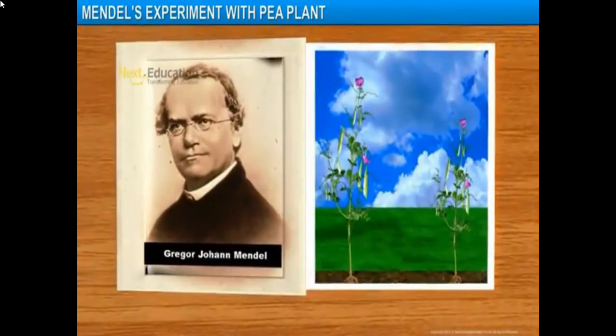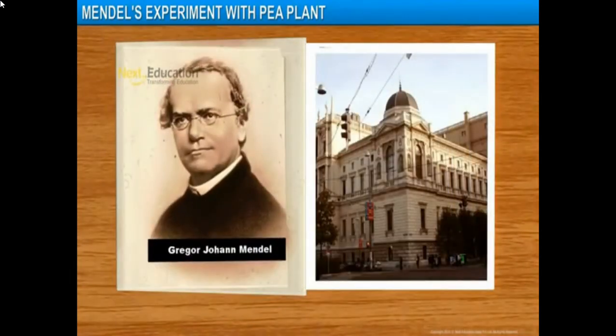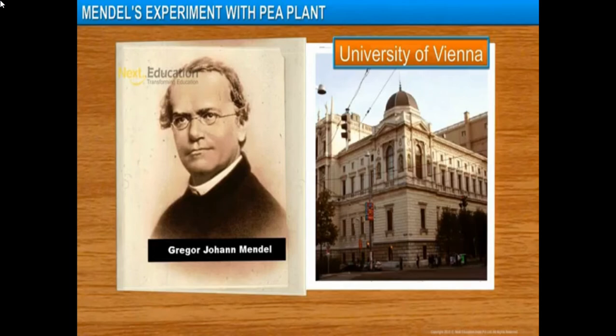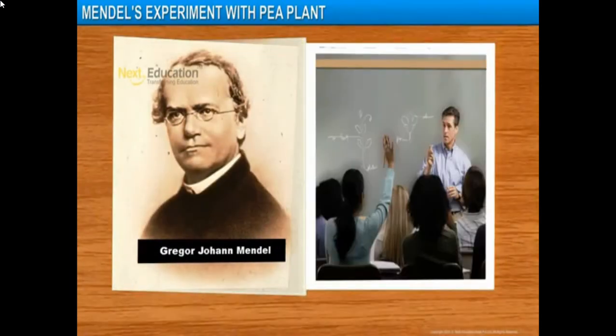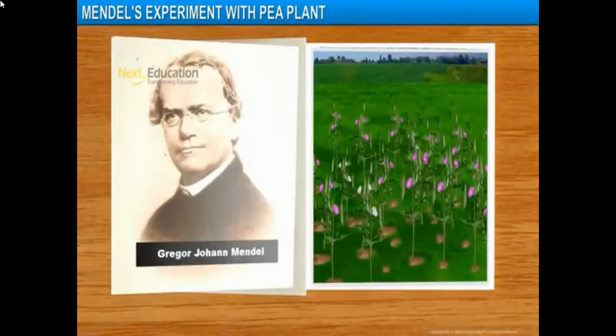Did you know that Mendel was educated in a monastery and studied science and mathematics at the University of Vienna? He wanted to be a teacher, but he failed the teaching examination. However, he did not lose hope. He returned to the monastery and started growing pea plants in the garden.